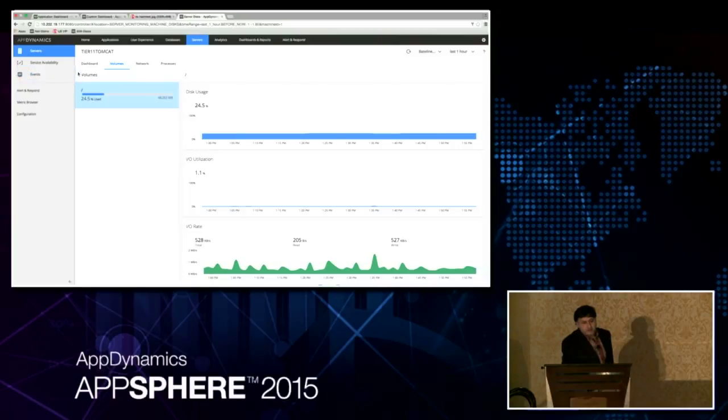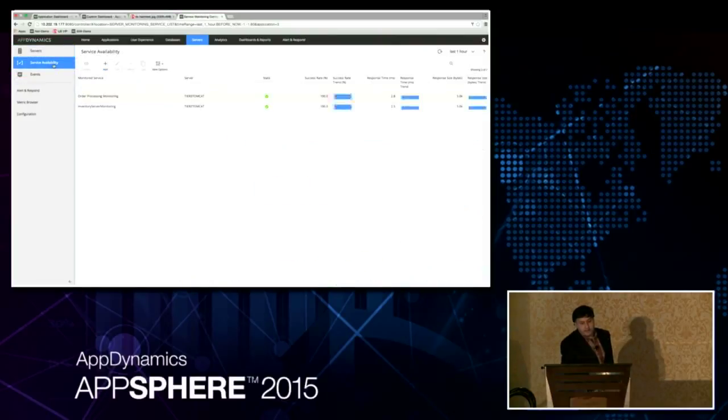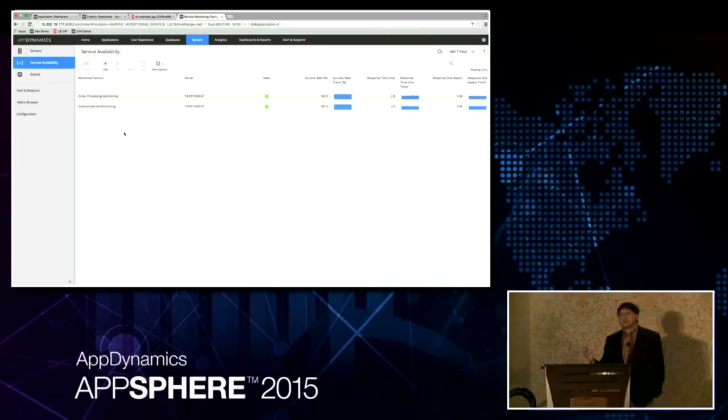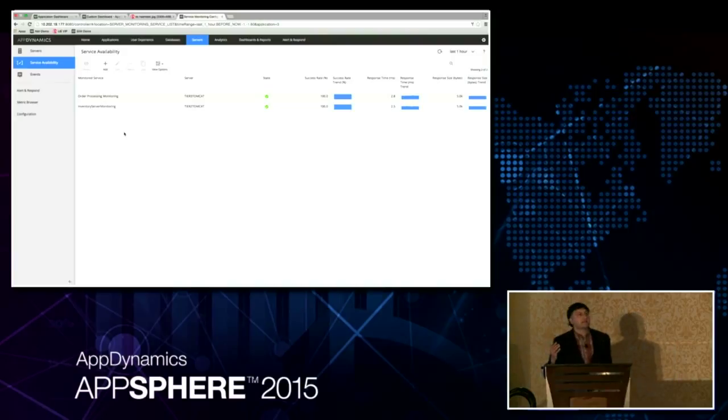In addition to just the server monitoring metrics, we've added a new capability called service availability. What service availability does is like Pingdom for the internal data center. So you might have periods of very low load, for example during maintenance or right after maintenance, and you want to put some synthetic load from within the data center. And you can use this to drive synthetic load.